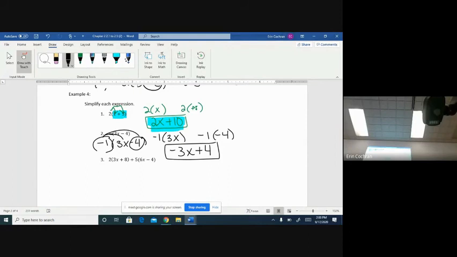All right, number 3. Okay, we can't do what's inside the parentheses. So in that first parenthesis, we're going to distribute the 2. And then the second one, we have a plus 5, so that means we're going to distribute a positive 5. Always use that sign in front of it.